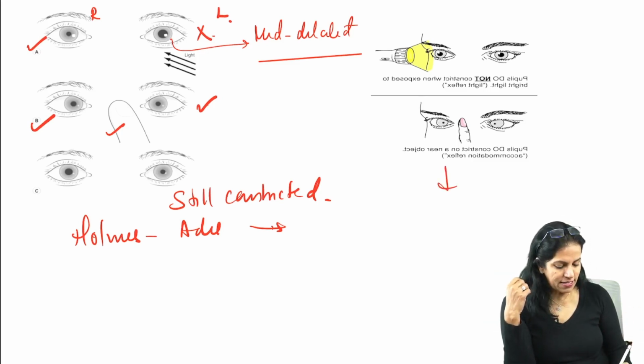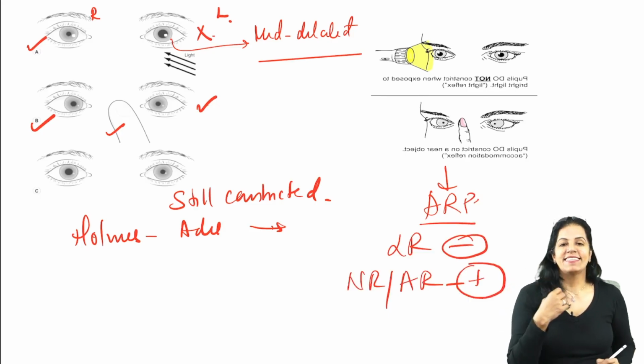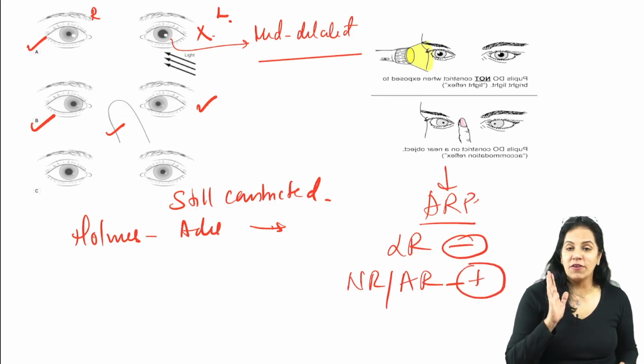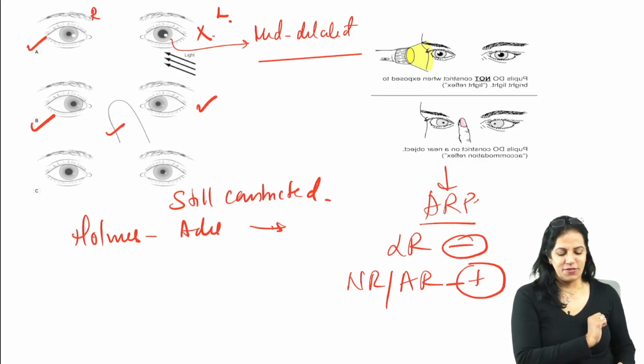Argyll Robertson pupil, where the light reflex is absent, near reflex or accommodation reflex is present. The term Argyll Robertson is used when it is due to neurosyphilis. Otherwise, what do you call it? Light-near dissociation.